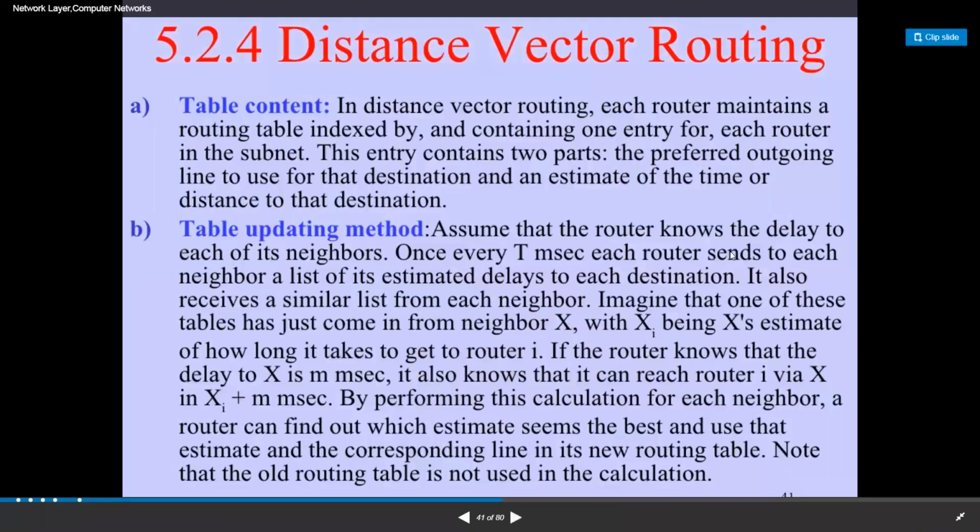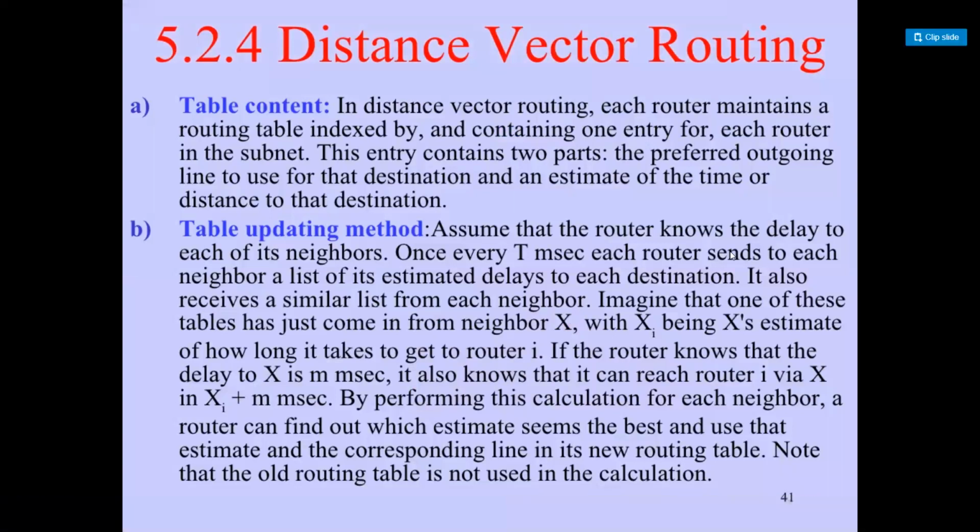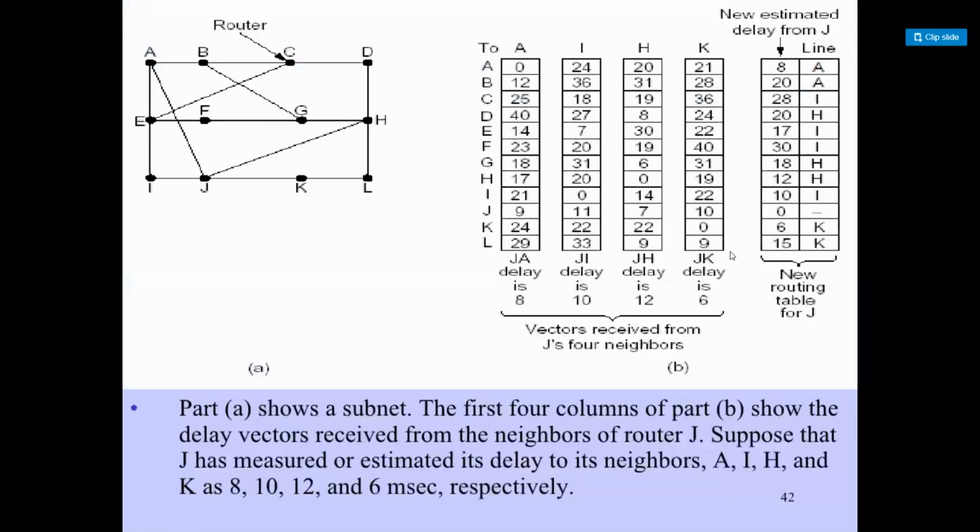Next, coming to this algorithm, we have two contents. One is table content and the second is the table updating method. Coming to table content, in the distance vector routing algorithm, each router maintains a routing table indexed by, and containing one entry for, each router in the subnet. I will show you in the example.